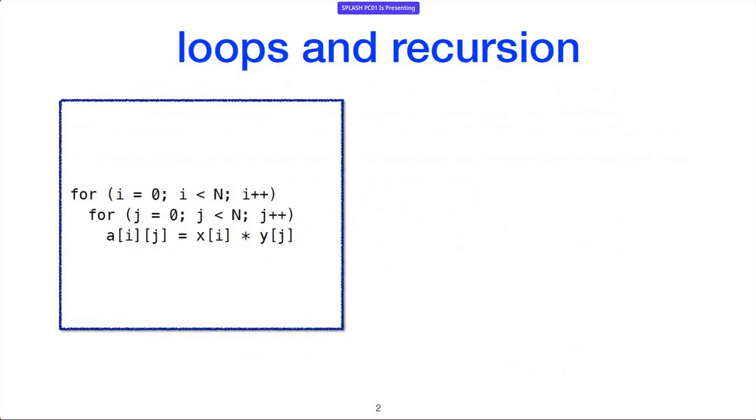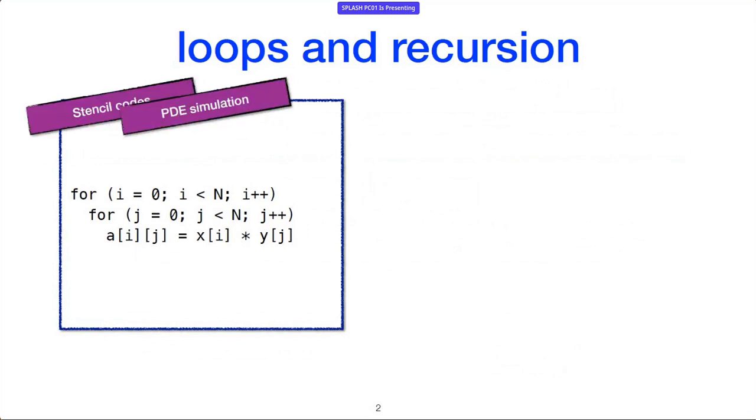What I have here on the left side of the screen is a really simple doubly nested loop that just computes the vector outer product of two arrays, x and y. So classic doubly nested loop, classic linear algebra kind of operation. And this kind of linear algebra operation, even if not necessarily vector outer product, shows up in stencil codes, it shows up in partial differential equation simulations, it shows up in machine learning all over the place.